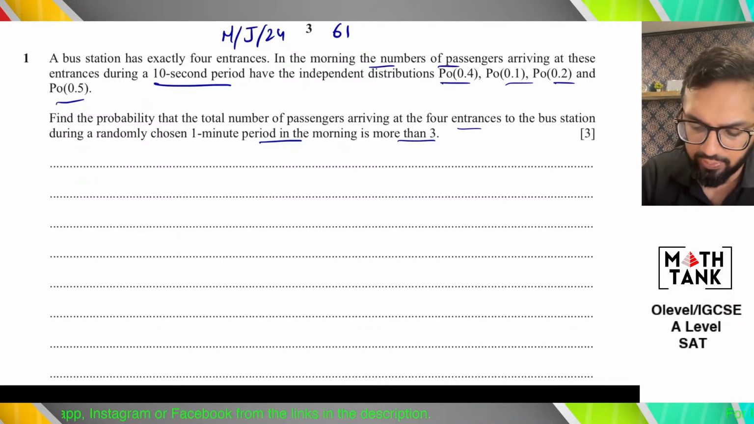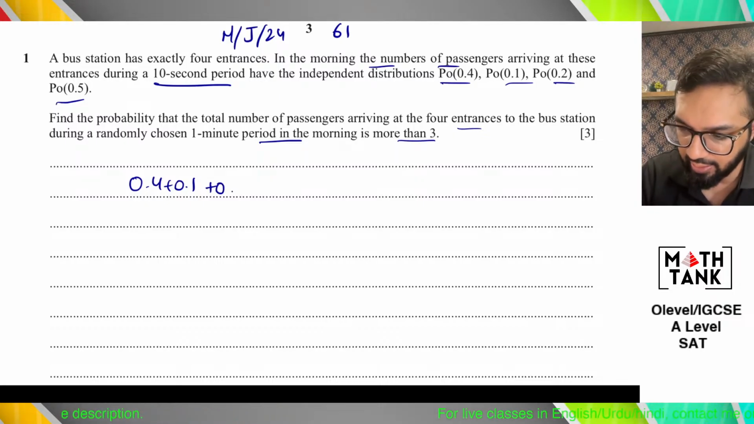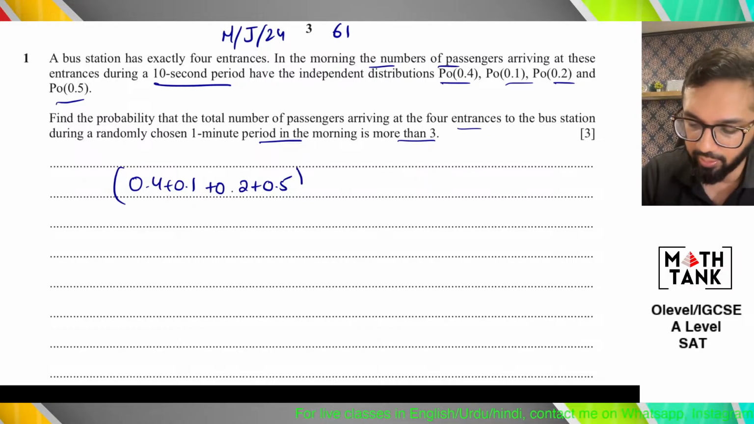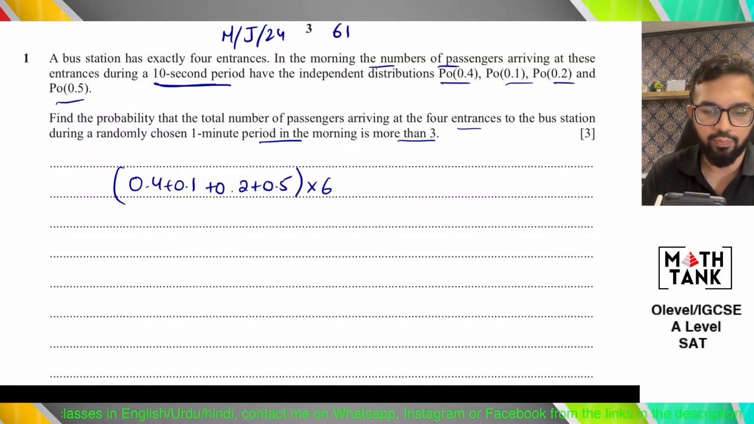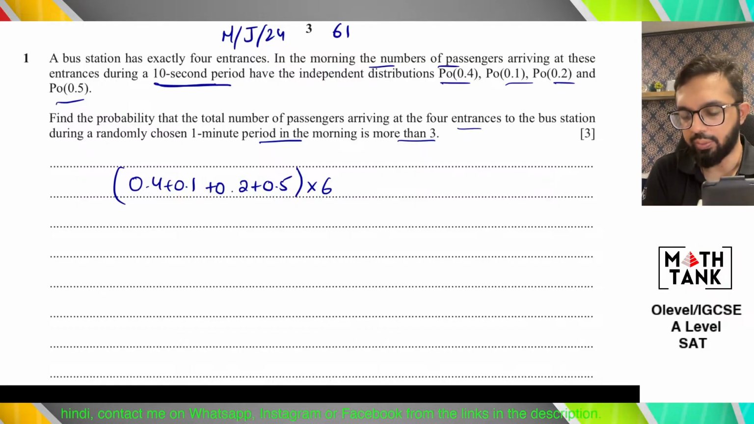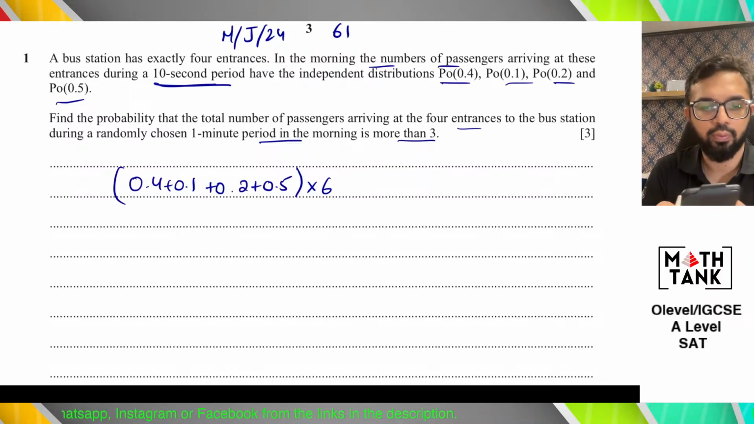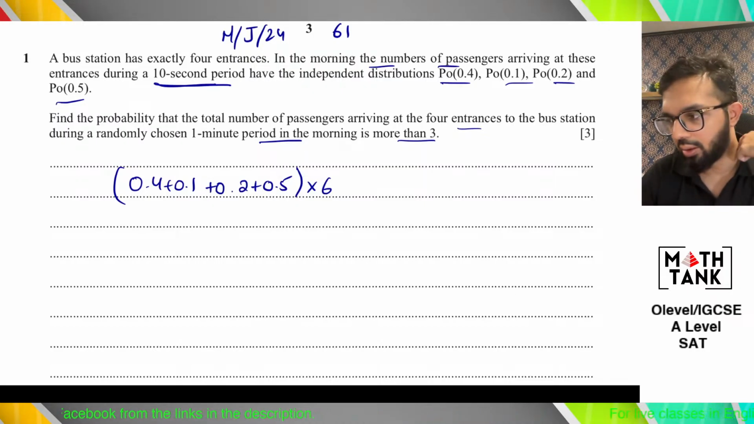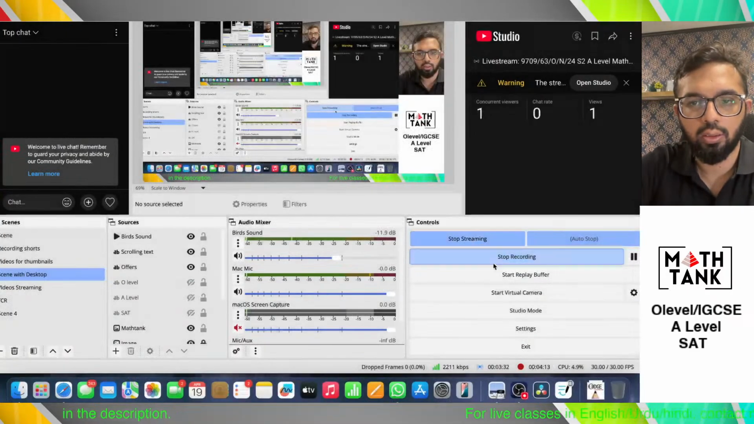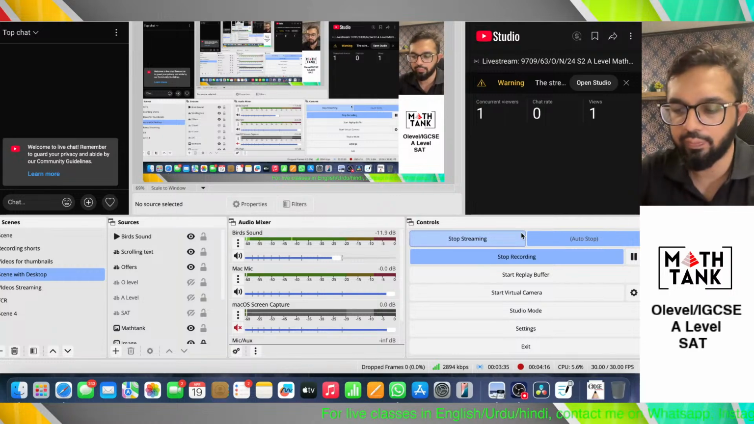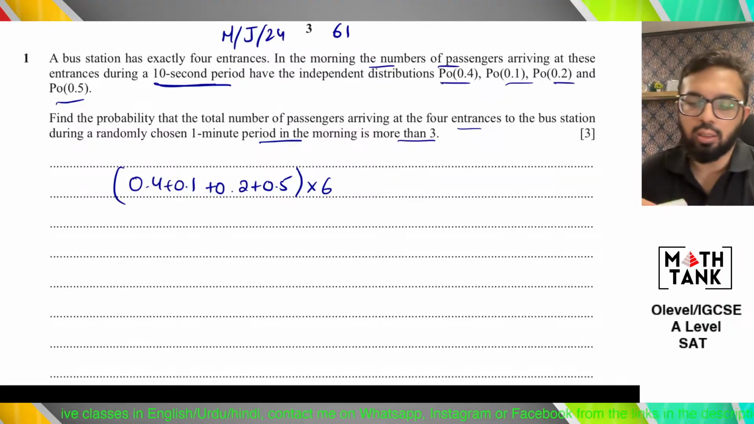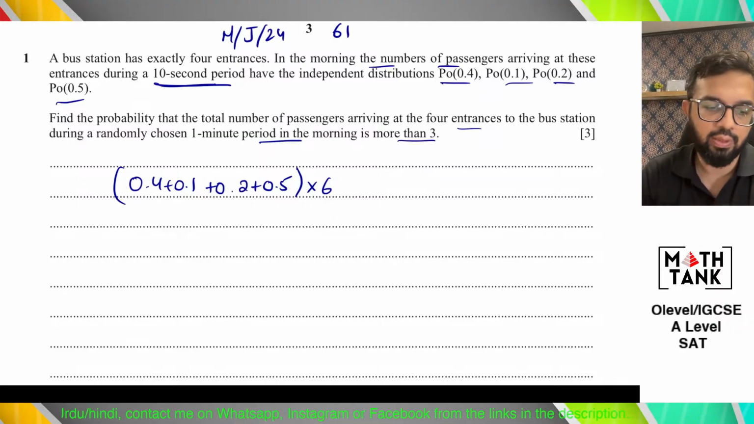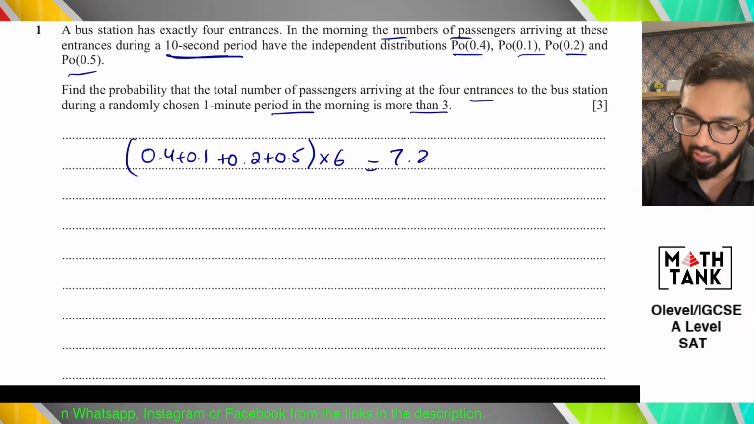So I just want 1 minute. So first what I'm going to do is add all of this for 10 seconds, and then convert it to 1 minute. Since this is for 10 seconds, I just need to multiply it by 6 to get it for 1 minute. 0.4 plus 0.1 plus 0.2 plus 0.5. Okay, what am I getting? Into 6, that's 7.2 is what I'm getting.